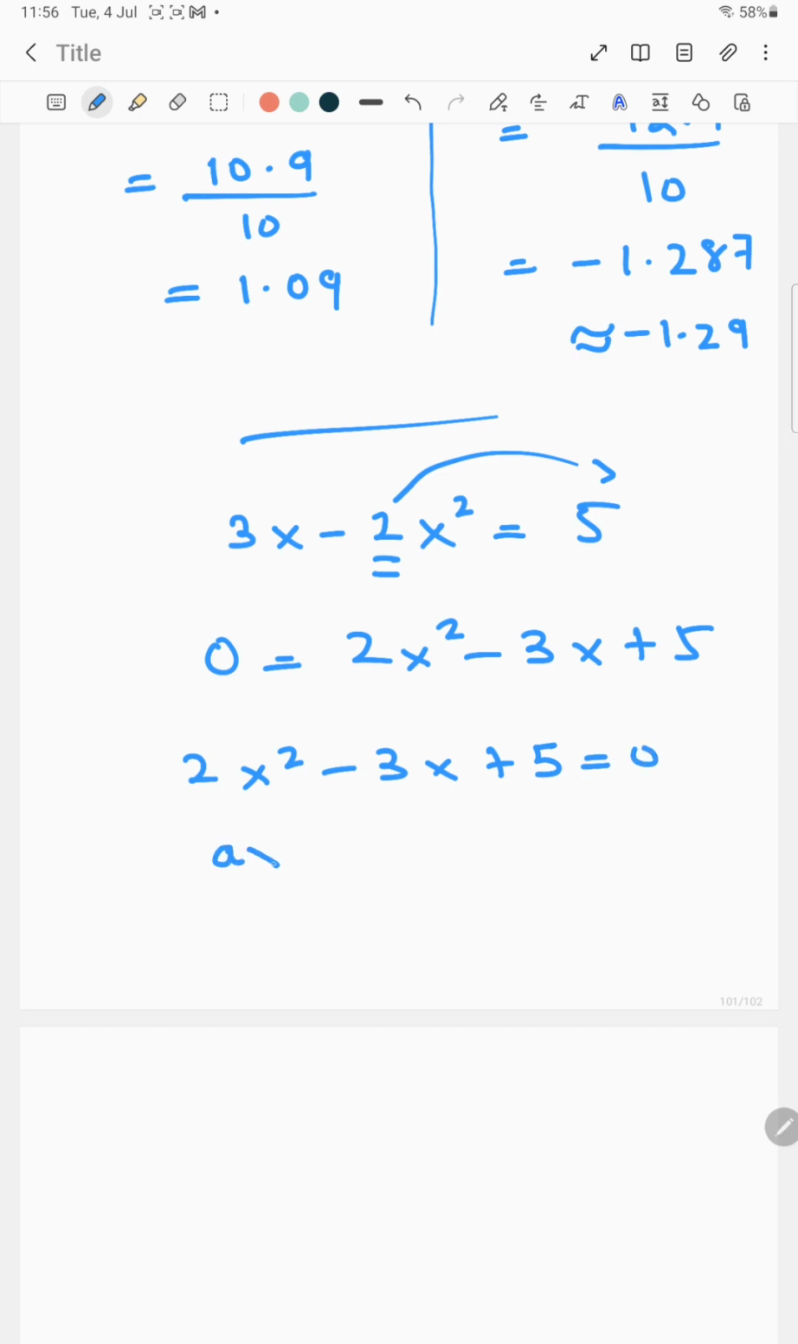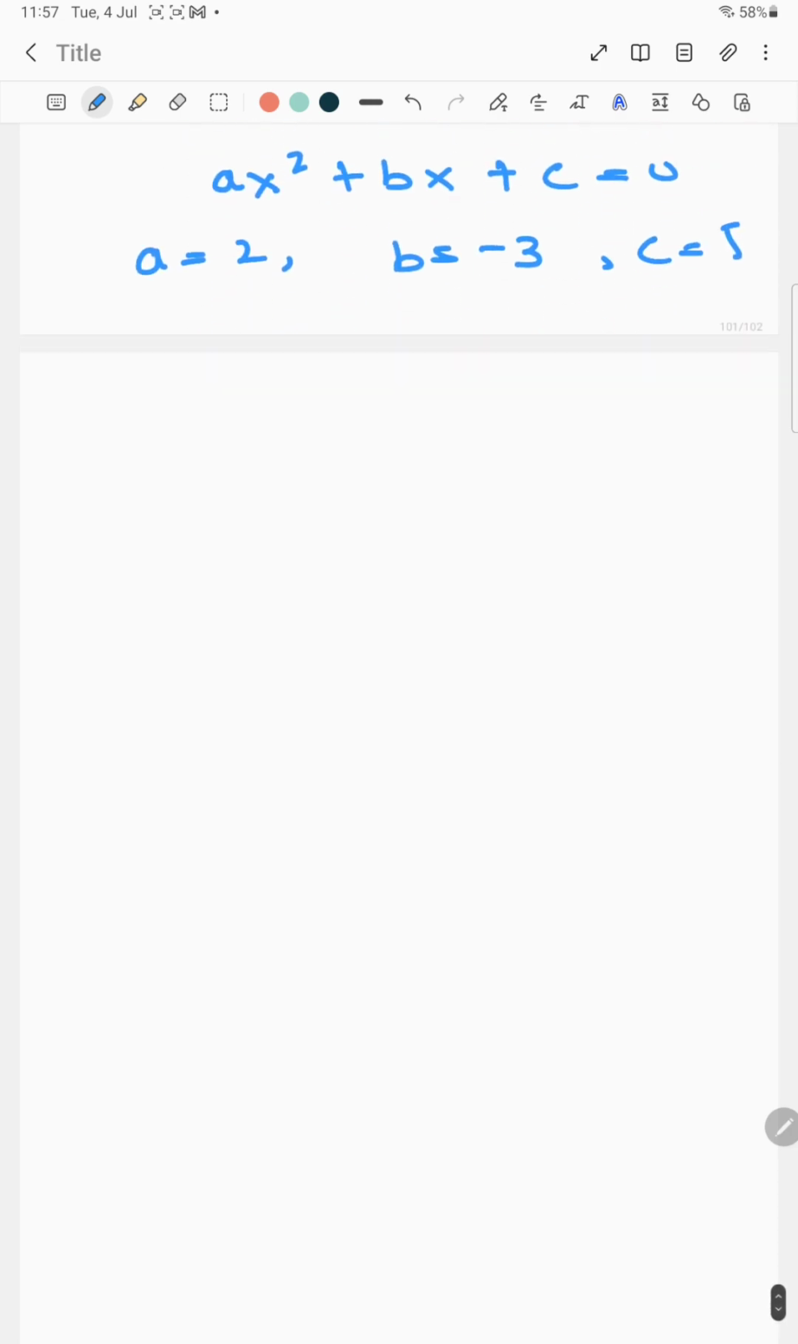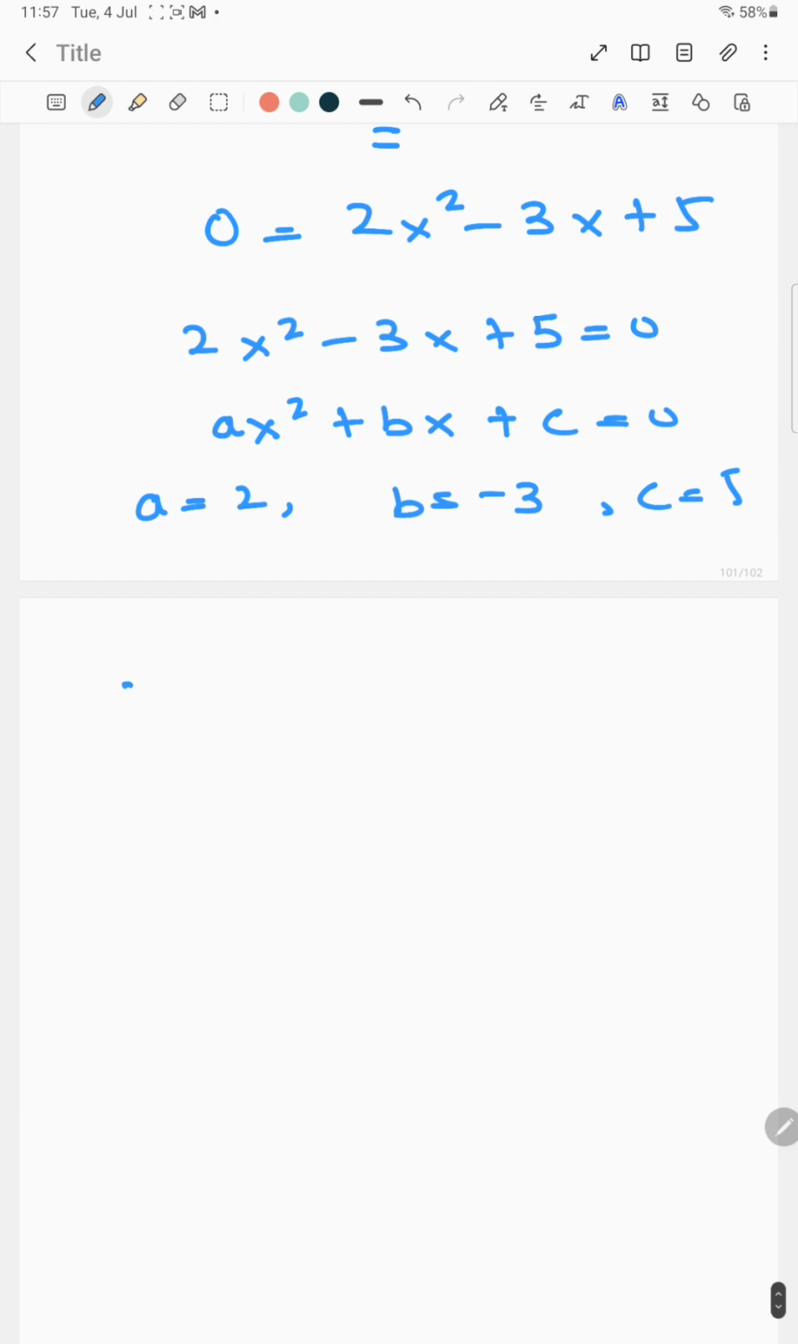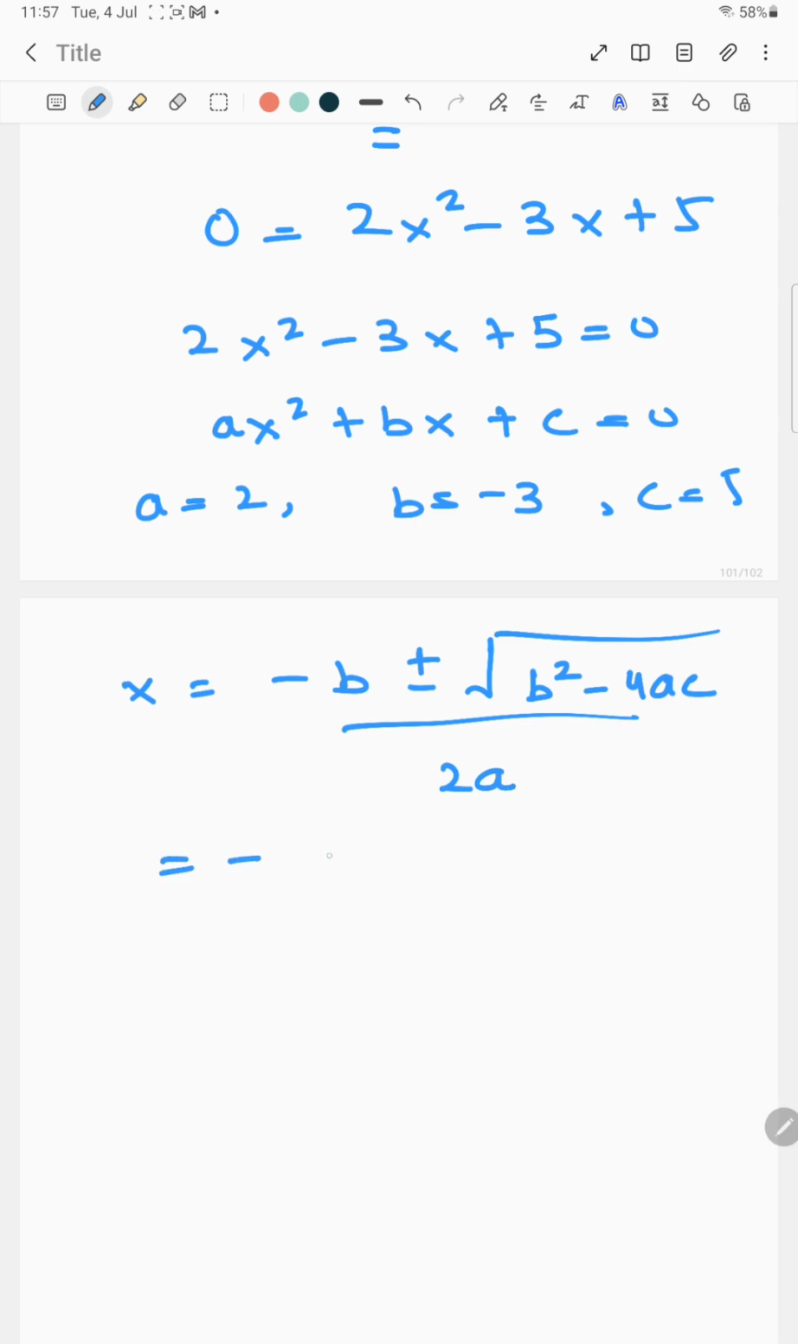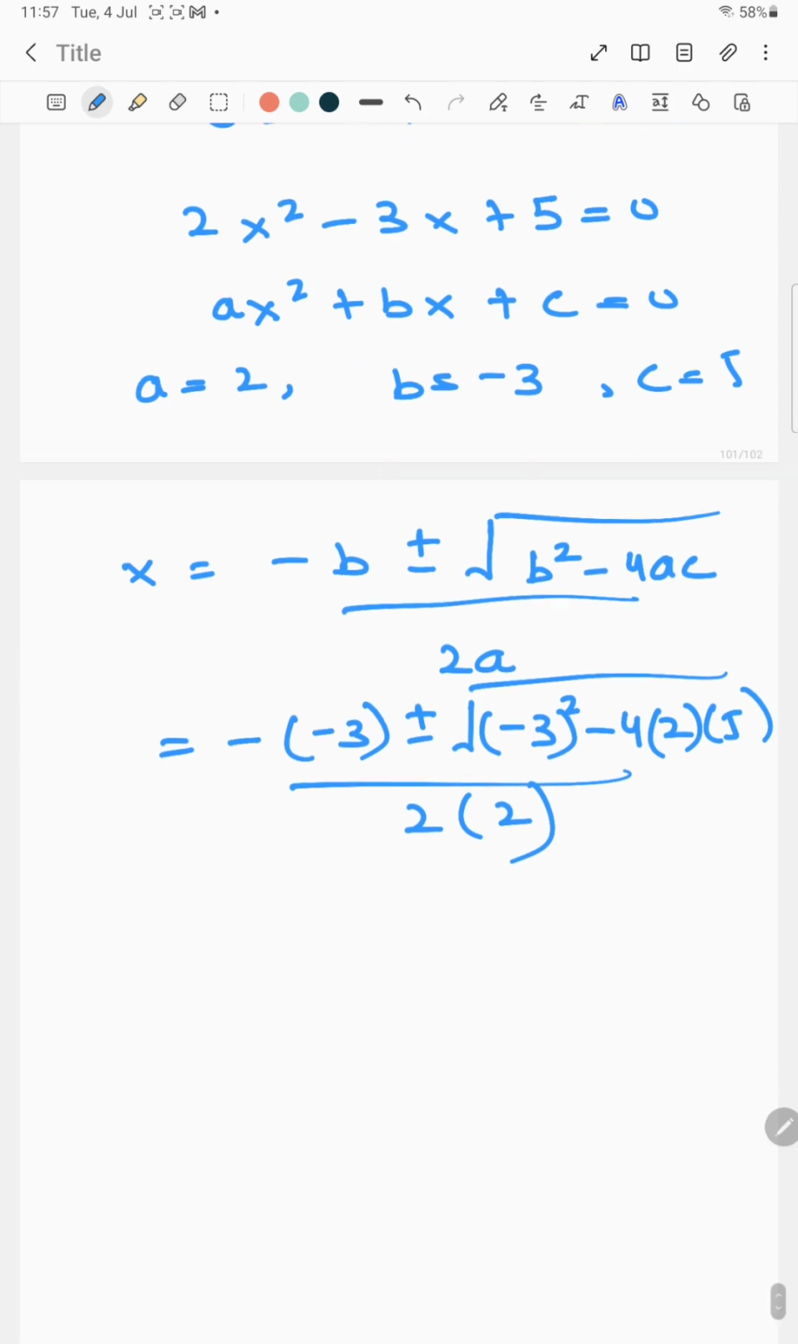Now you will compare it with ax square plus bx plus c is equal to 0. So a is equal to 2, b is equal to minus 3 and c is equal to 5. What do we have to do? We have to write the quadratic formula: minus b plus minus square root b square minus 4ac divided by 2a. Put in the values. Minus b, b is negative 3, so we will write it in brackets. Minus 3 square minus 4 times 2 times 5, whole divided by 2 times 2.